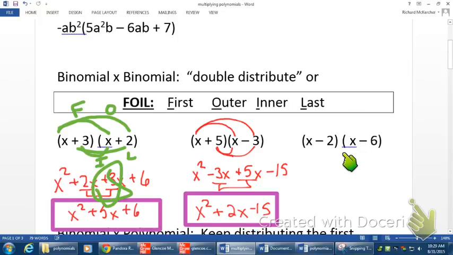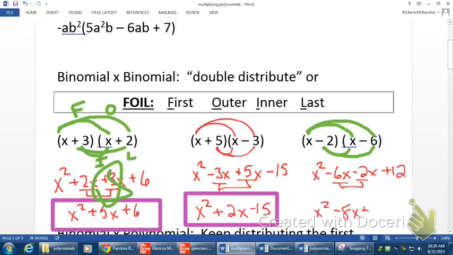One more example. First terms, outer terms, inner terms, and last terms. Add your like terms together, and that's it.